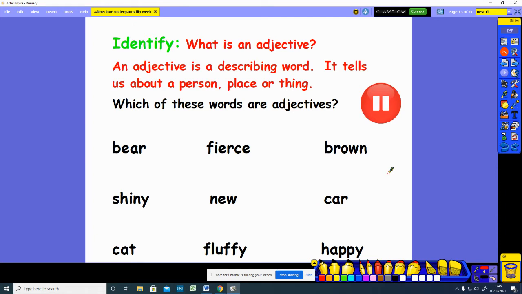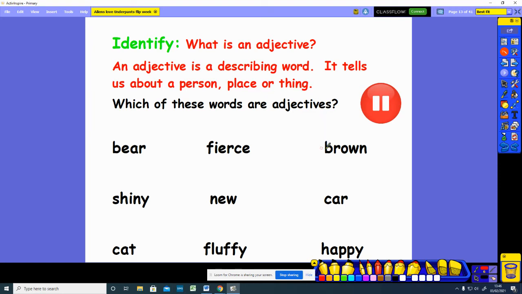Okay, so in our poem, we're going to have some rhyming words perhaps. We're also going to have some adjectives because our poem is going to be about an alien. So we're going to put some adjectives in to describe our alien. So what is an adjective? Let's remember from last week, an adjective is a describing word. It tells us about a person, place, or thing.